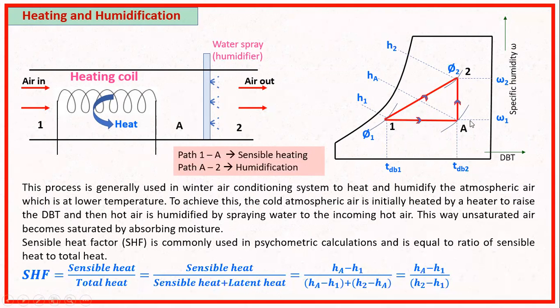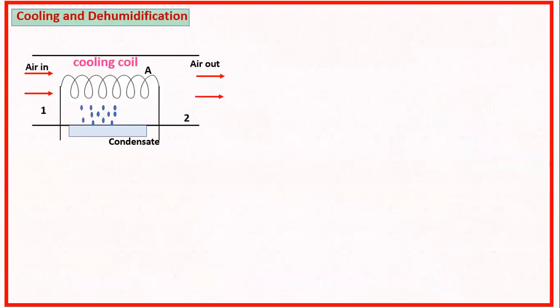So sensible heat is heating from 1 to A, that is HA minus H1, divided by HA minus H1, the sensible heat, plus the latent heat. Latent heat, that means you are humidifying, means latent heat. So H2 minus HA is the latent heat. So if you cancel this HA, you will get HA minus H1 divided by H2 minus H1 as the sensible heat factor. So you can see here part 1 to A is sensible heating and A to 2 is humidification.